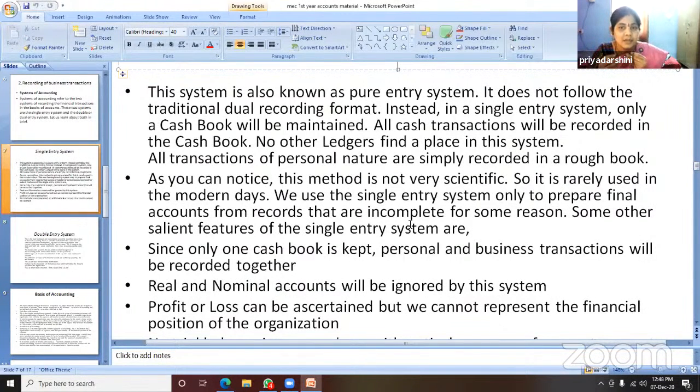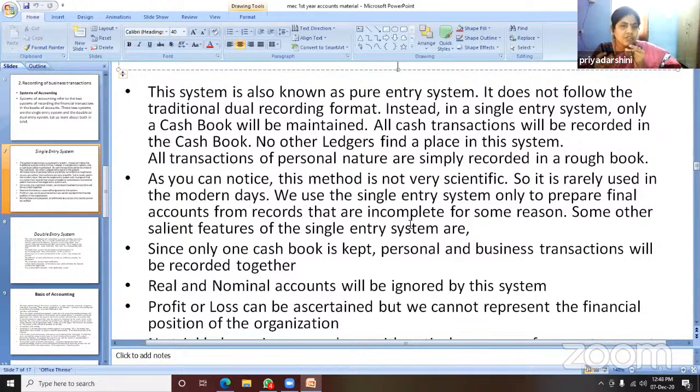Under the single entry system, it is also called the pure entry system. We are just taking into consideration the cash book, only cash dealings, cash receipts and cash payments. So it is called the single entry system. It is incomplete. We are not following the proper way; the proper method is not followed here.